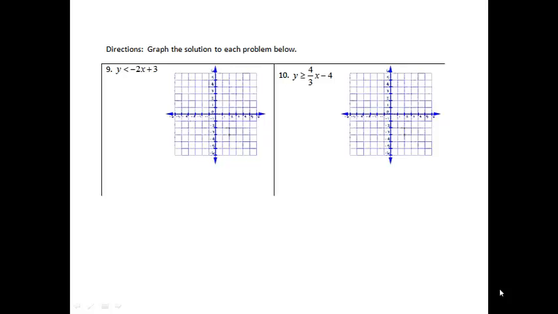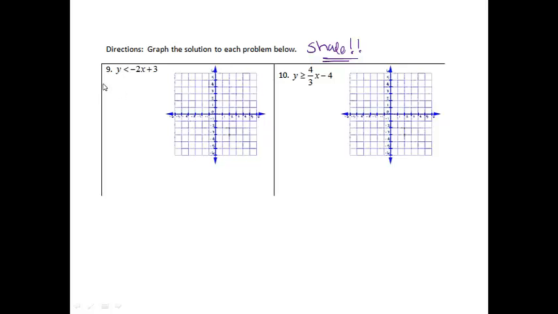Instructions: graph the solution to each problem below. Notice that we have some linear inequalities, and as soon as I see the inequalities, I know that I'm going to have to shade, so you might want to make yourself a note that we are going to have to shade because we will get more than 1 point that will work in our solution.